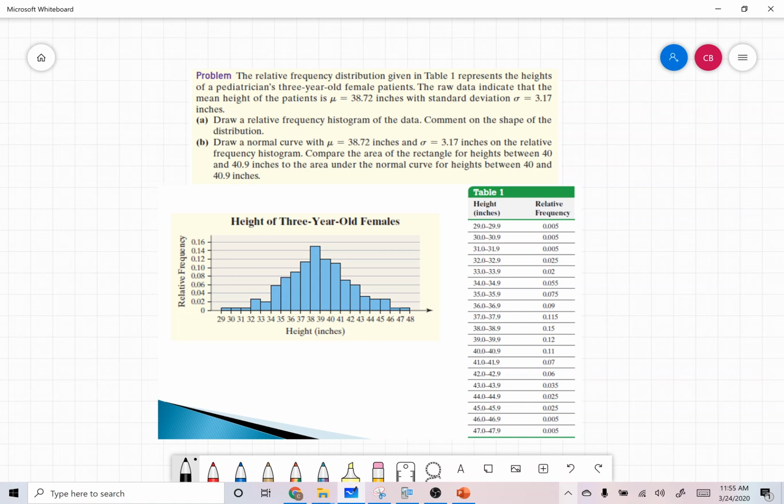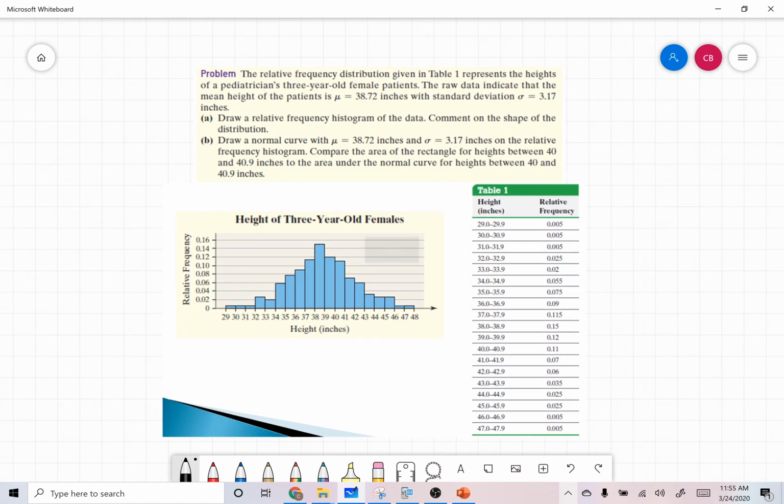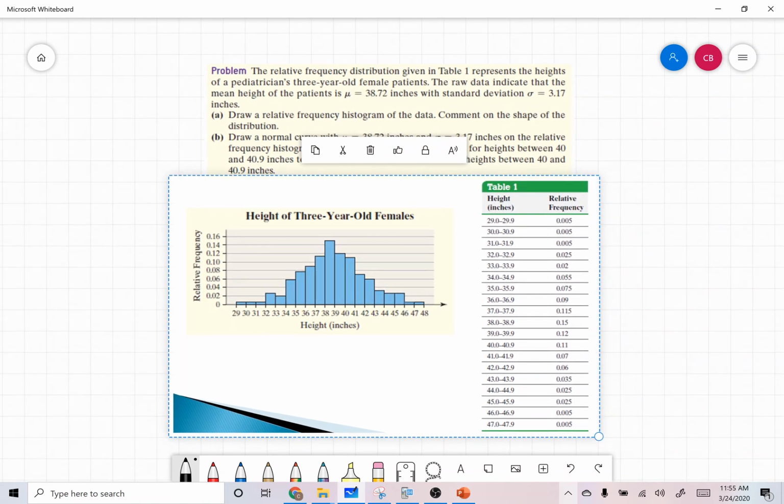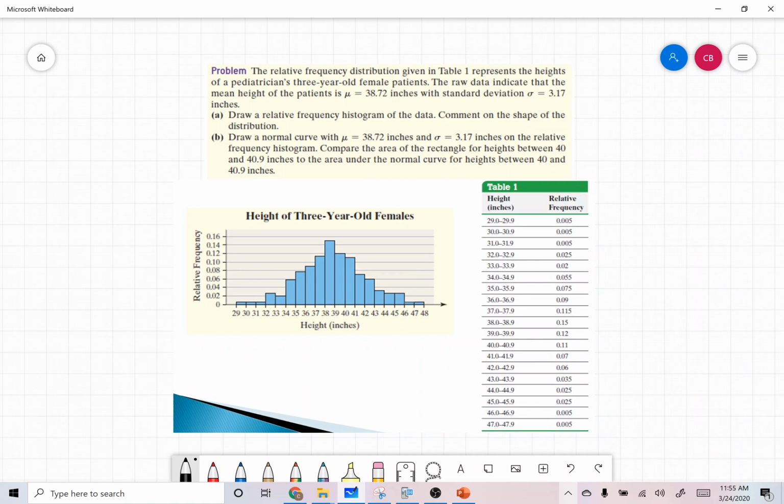So if we were going to do that, then obviously here's the picture of it. I would say that this, for the most part, looks normal. It's not perfect, but at the same time, it does not need to be perfect to be normal. And so with that being said, the next thing says draw the normal curve with a mean of 38.72 inches relative to the frequency histogram, I'm sorry. Compare the area of the rectangle of the heights between 40 and 40.9 inches to the area under the normal curve for the heights between 40 and that.